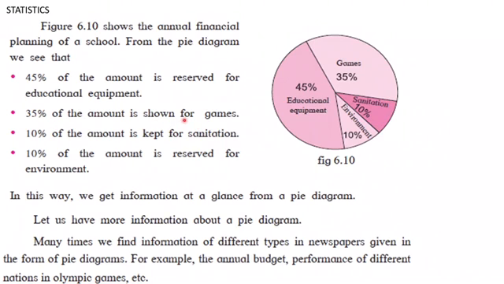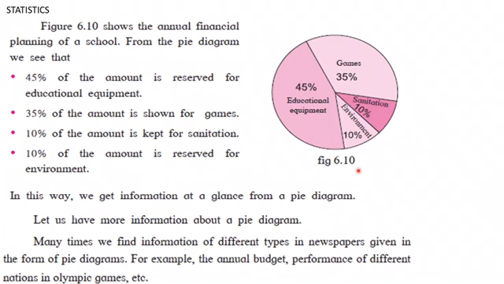35% is shown for games. 10% of the amount is kept for sanitation and 10% is reserved for environment. In this way, we get the information at a glance from a pie diagram. This is called a pie diagram.